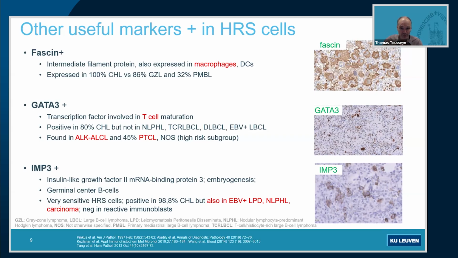It's not specific for Hodgkin, because nodular LP cells or EBV-positive large B-cell lymphomas will also stain. But it will be negative in reactive immunoblasts. So if you doubt whether some intermediate-size or larger immunoblasts are reactive or could be Reed-Sternberg cells, or if you have small biopsies, core needle biopsies, or even cytology specimens, IMP3 in combination with the other markers can, of course, be a very useful one. I really like that one.